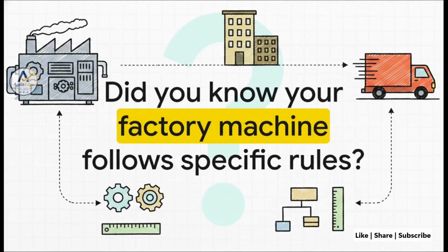Did you know that the heavy machinery in your factory, the delivery trucks out there on the road, and even the building you are sitting in right now, they all follow very specific, strict accounting rules? Just take a second to let that sink in. Today, we're going to extract those exact rules straight from the standard, step by step, so you can understand exactly how businesses account for their biggest physical investments.